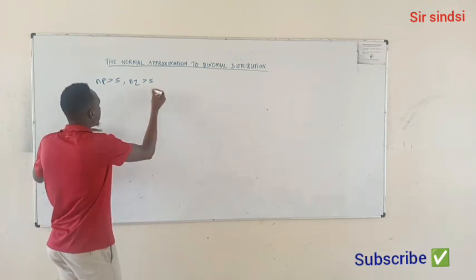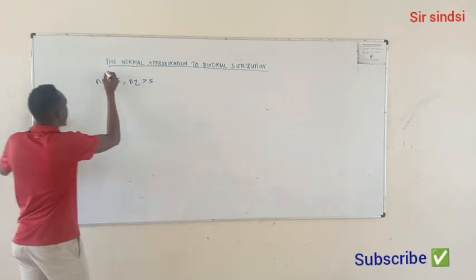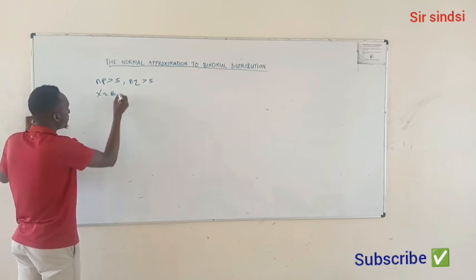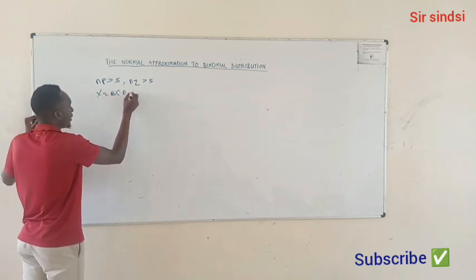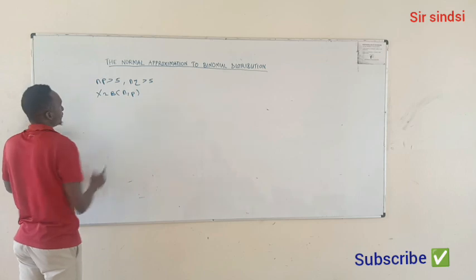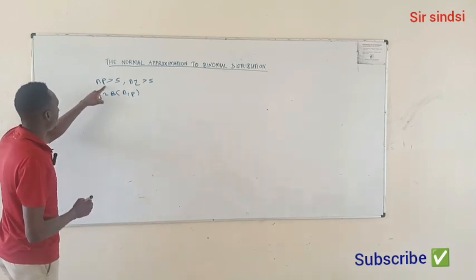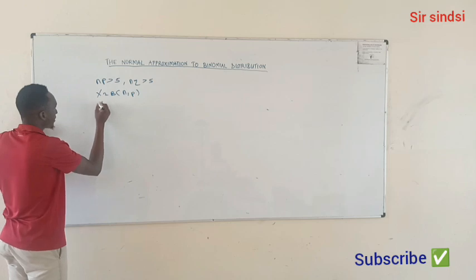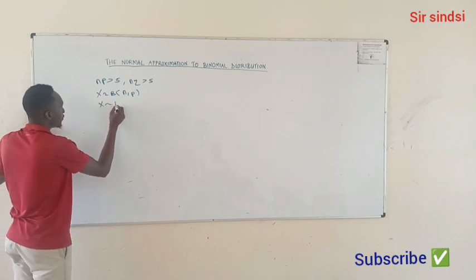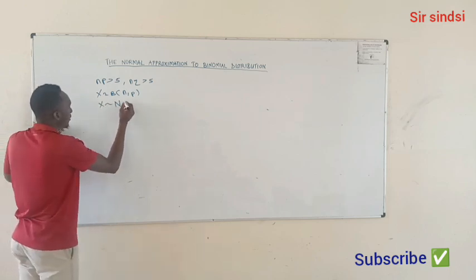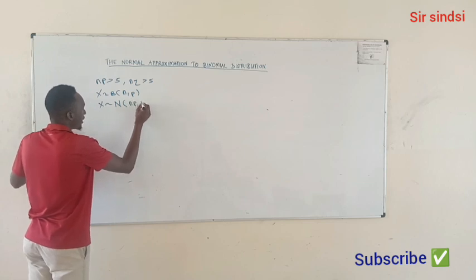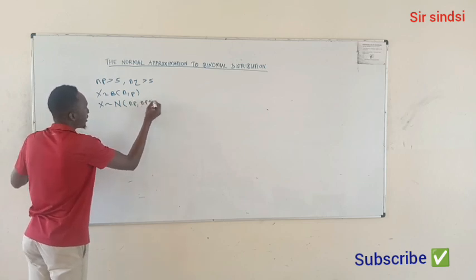So here we find that when X, for example, is assumed to be binomially distributed with N and P, and NP is greater than 5 and NQ is greater than 5, X will now be assumed to be normally distributed with mean NP and variance NPQ.